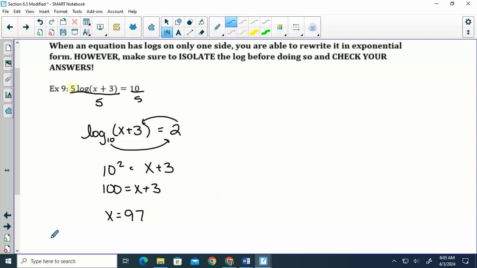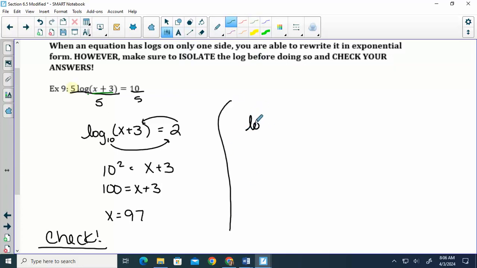You do have to check on these because the original problems had logs. We've talked about if you have a log, the argument has to be positive. So that's really all I need you to verify, that if I plug in 97, both the base and the argument have to be positive numbers. Is 97 plus 3 positive? Yes, so it's fine.